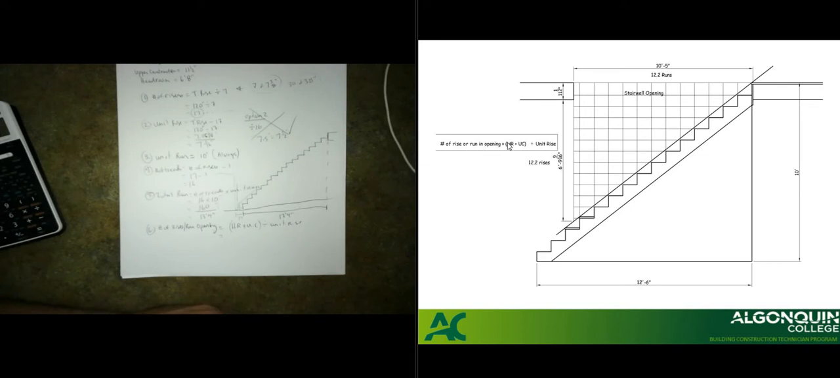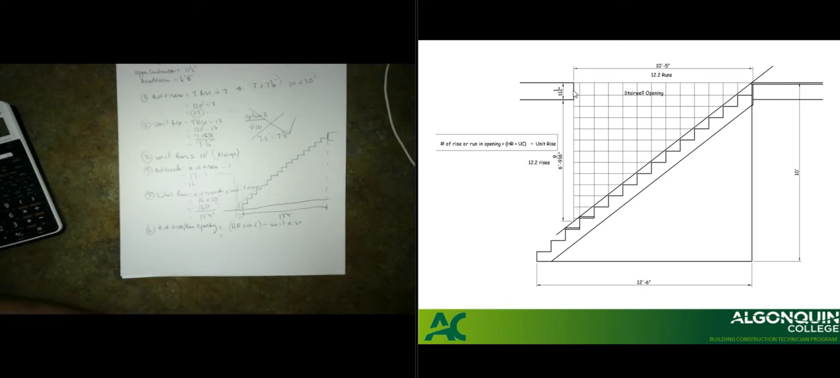Number of rises or runs in the opening is headroom plus upper construction divided by unit rise. So what that's doing is looking at this distance from here to here, right? So that's headroom right to there, and then that's plus upper construction. If we then take the unit rise and divide that vertical distance, we determine the number of vertical parts in the opening. So we have 1, 2, 3, 4, 5, 6, 7, 8, 9, 10, 11, 12, and a little bit. So it's 12.2 rises actually is what we ended up with when we did the math here.